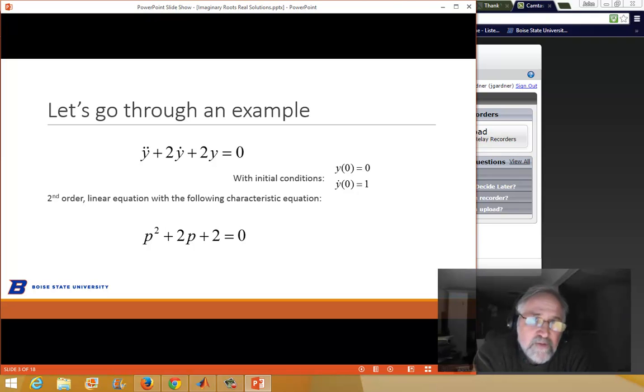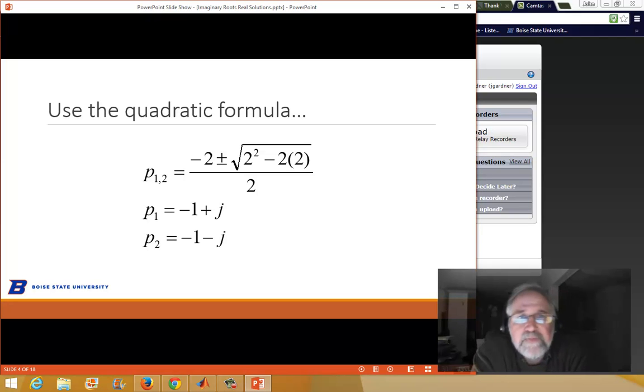As we know, the first step is to find the characteristic equation that corresponds to that differential equation. It's shown here as p squared plus 2p plus 2 equals 0, and we need to solve for p. That's straightforward. You go to the quadratic formula that we learned in elementary school and find that the roots are given by that equation you see on the slide, and the roots are indeed complex conjugate pairs.